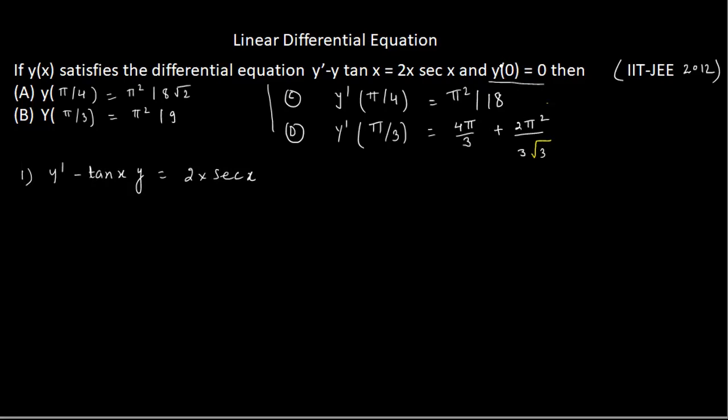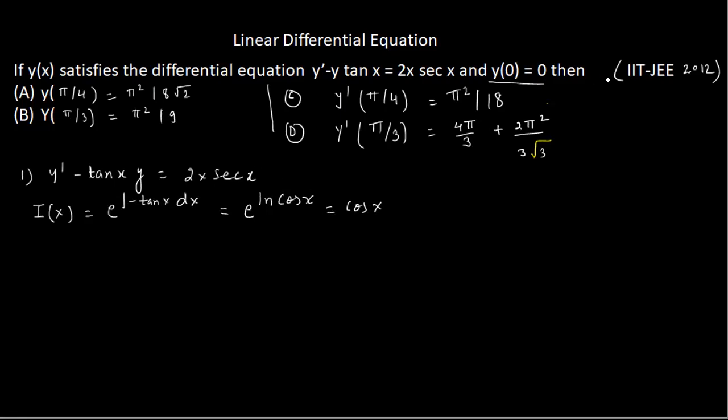Okay, so let's start. First of all, we find the integrating factor I of x, which equals e raised to the power integral of minus tan x dx, which becomes e raised to the power ln cos x, which becomes simply cos x.